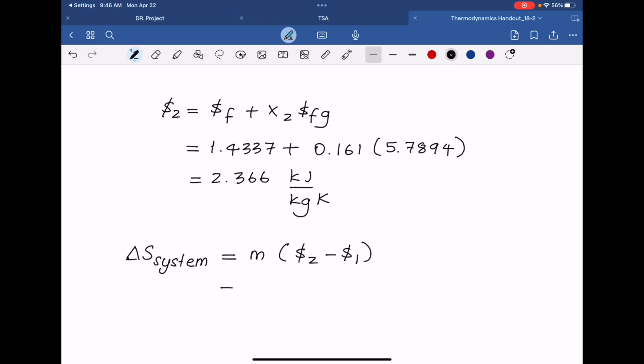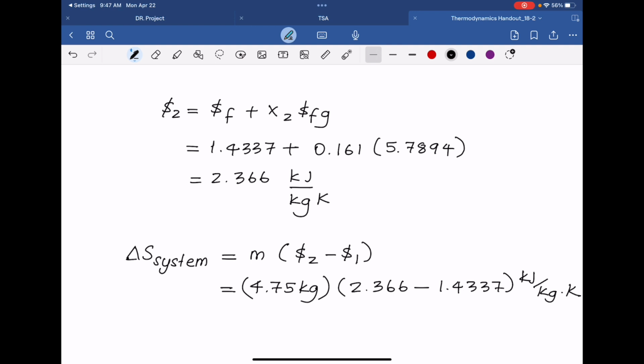Let's plug in the numbers we have found so far. This is the mass, the S2 is this, and S1 is this. And therefore the entropy change should be this, 4.43. Very good.